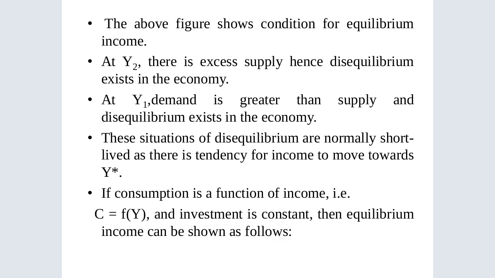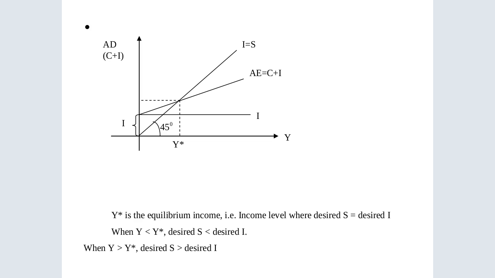Now, if consumption is a function of income and the investment is constant, then equilibrium can be shown as follows. This is how we can obtain the equilibrium condition. Y star is the equilibrium income, that is where the desired savings equals the desired investment.